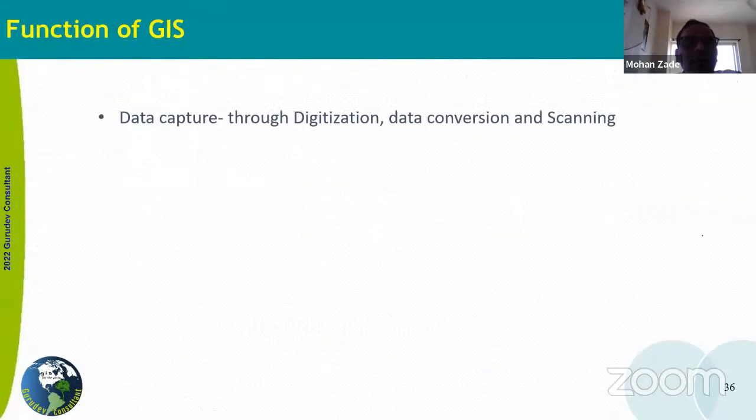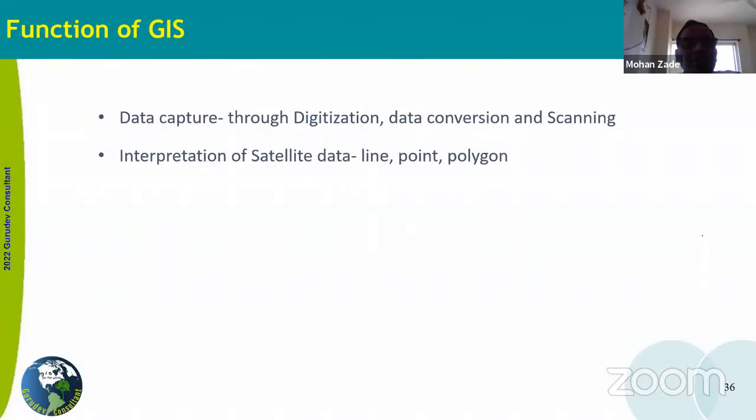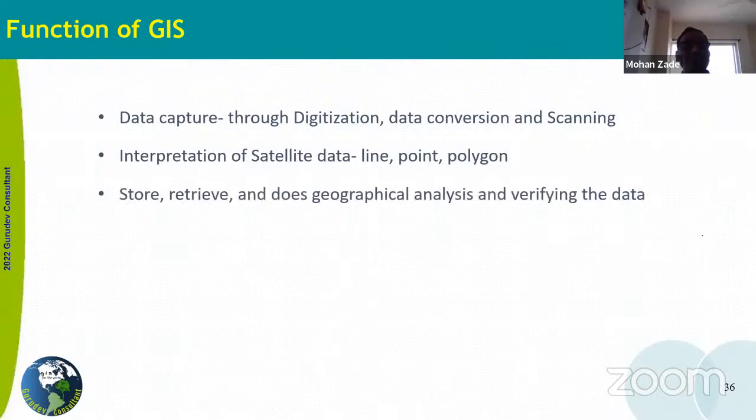Now, what are the functions of GIS? GIS does many functions, like digitization. It converts data, it scans and interpolates satellite data.